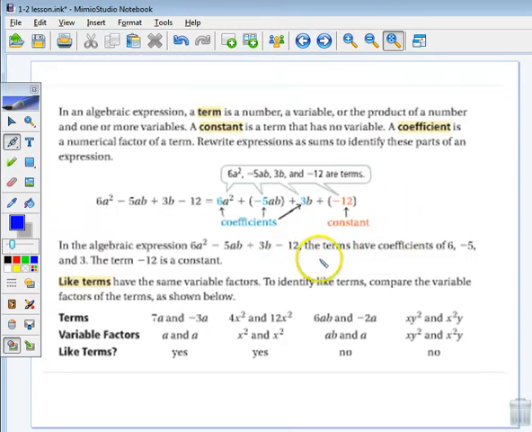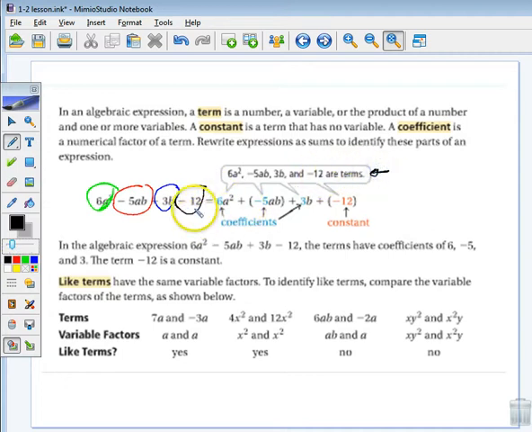So here we have some vocabulary words. First one you have is term, and a term can be a number, a variable, or the product of a number and one or more variables. So for example, in this expression right here, 6a squared will be a term, negative 5ab will be a term. Notice that we are saying 6a squared is positive. Then you have negative 5ab, and then you have positive 3b, and then you have negative 12. They're right here, all the terms.